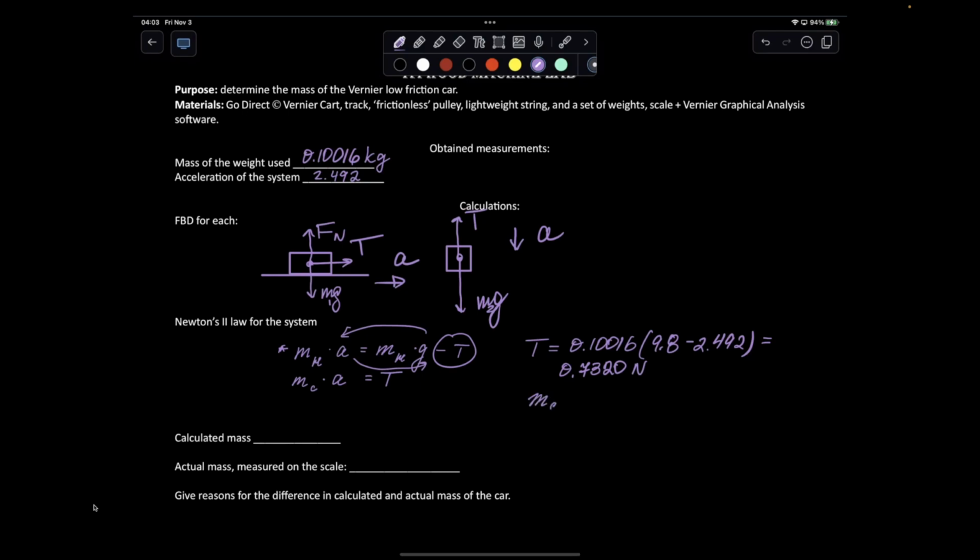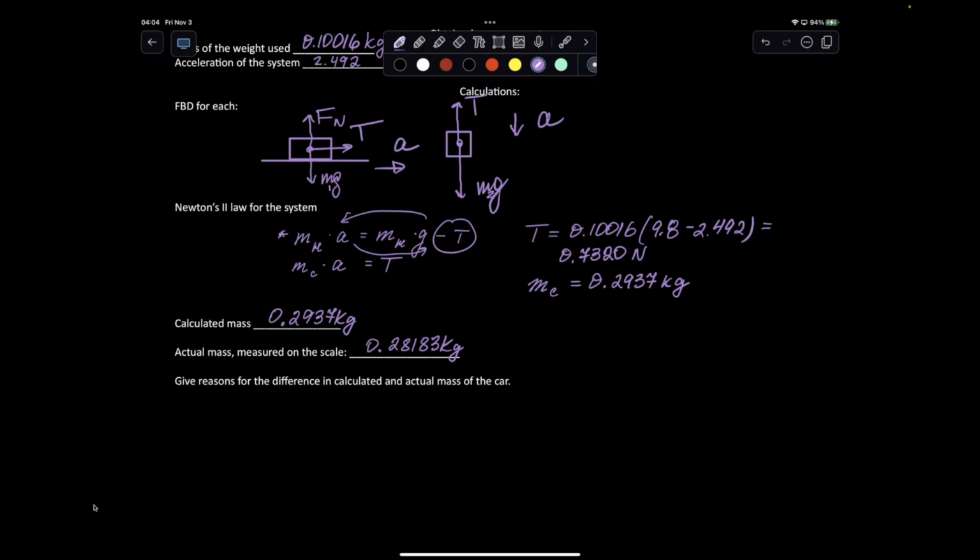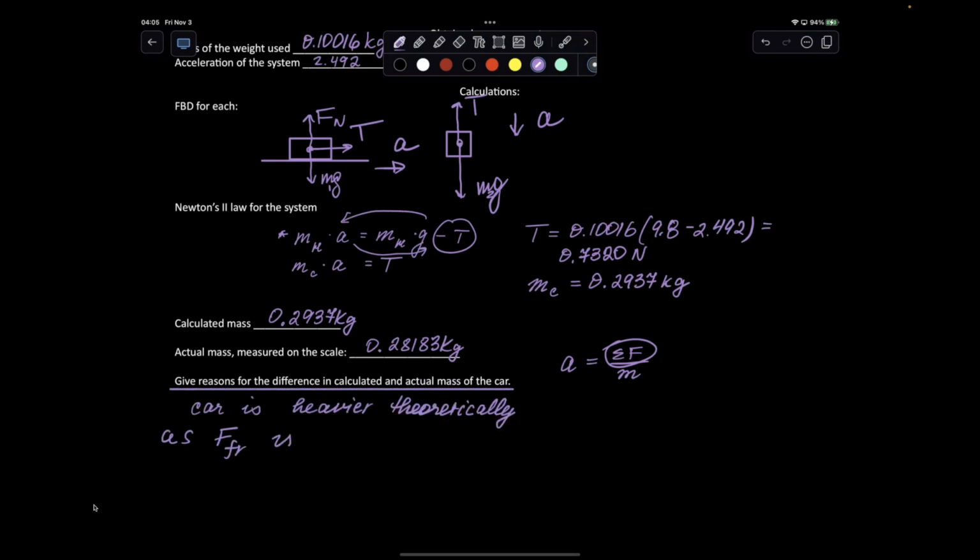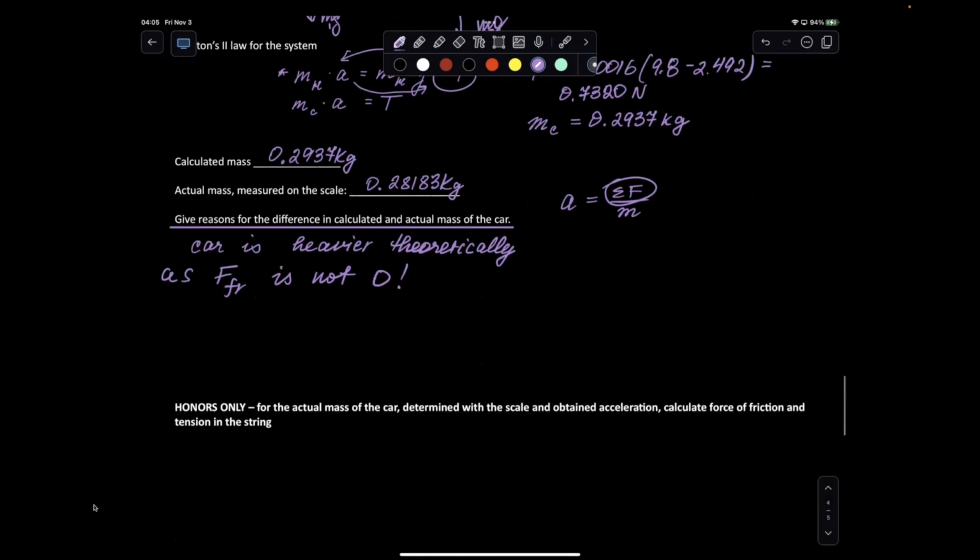Then I'm going to take my mass of the car, which will be 0.2937 kilograms. So the calculated mass is 0.2937 kilograms. However, the real mass, when we put the car onto the scale, read as 0.28183 kilograms. So here's the thing. Why did your car appear to be more than what it is? Think about it: acceleration is net force over mass. Now your net force in this case was less than what we thought it was because of friction. So the reason for the difference in calculated and actual mass of the car is that friction is not zero. It is negligible, but it's not zero. That's why we have a difference.